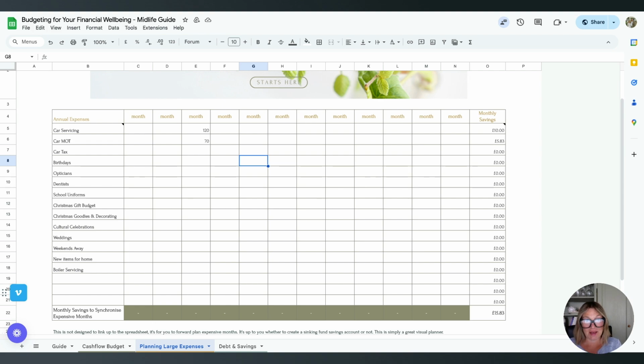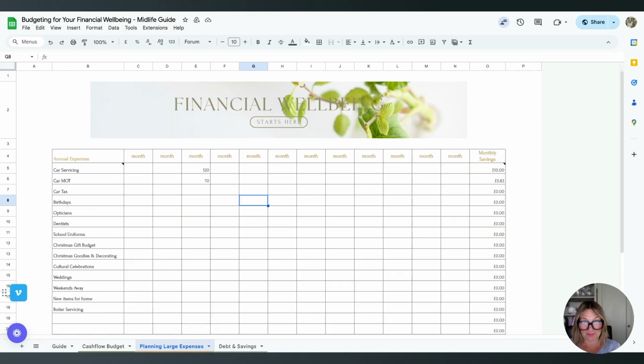And if you have got some savings going into an account every month that, roughly speaking, kind of makes sense, at least you've got something to pull on if you need it. Obviously, the big things here, weekends away, weddings, boiler servicing, they're the sorts of things that often creep up. So get them in here and it just really, really helps you with your planning.